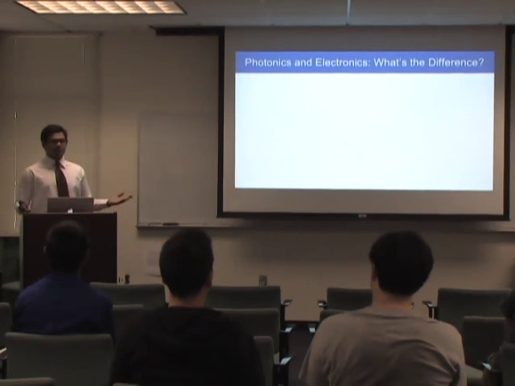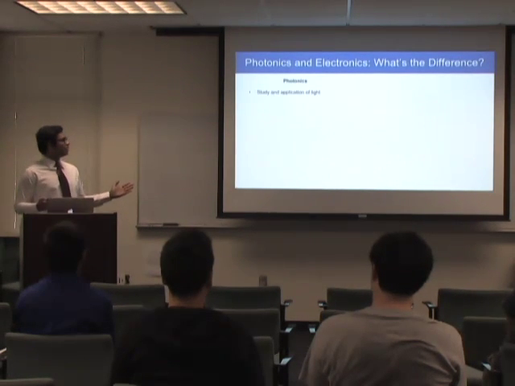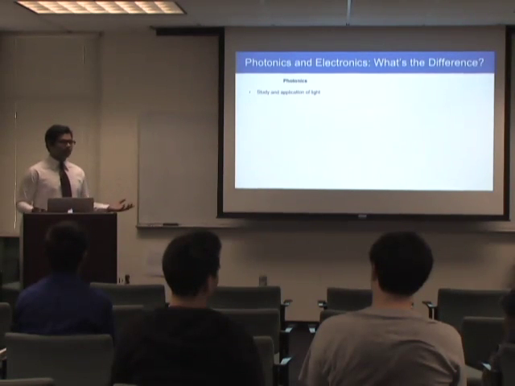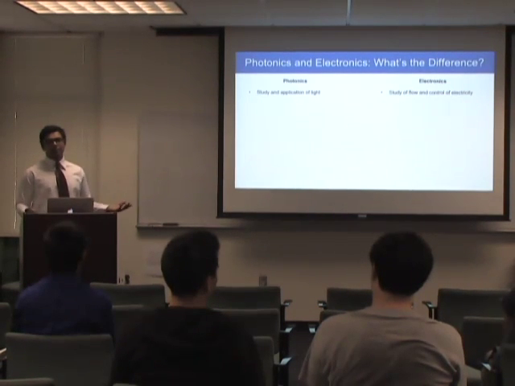So everyone has heard the term electronics before, but not a lot of people know what photonics is. So broadly speaking, photonics is the study and application of light. Light could be visible light, it could be infrared light, but the fundamental particle of light is the photon. With electronics, however, you're studying the flow and control of electricity, in which case the fundamental particle is the electron.